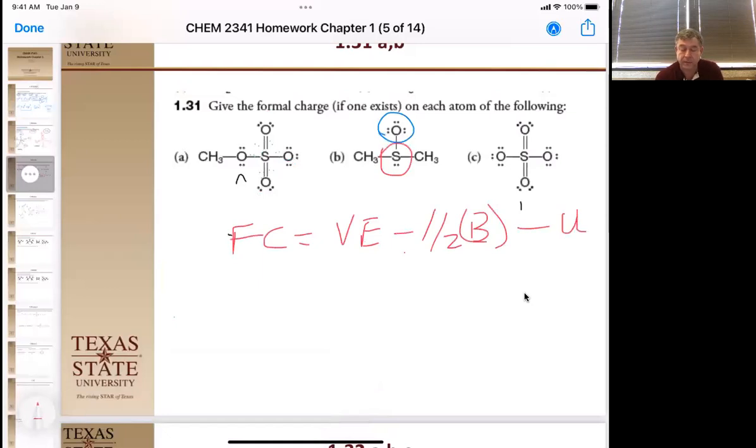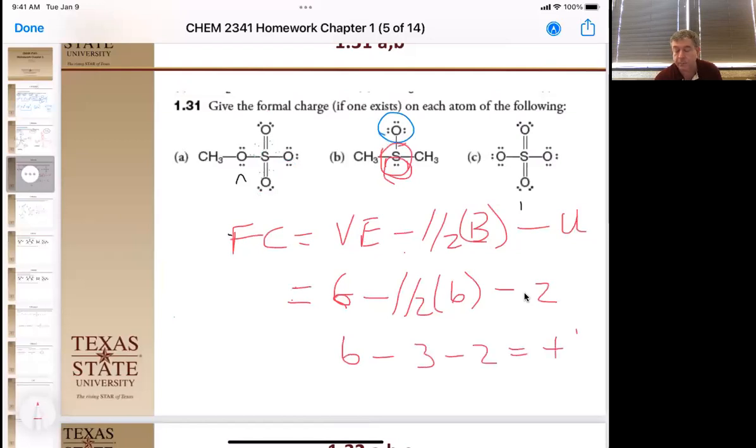So we have sulfur here in group 6A, so it should have 6 valence electrons minus 1/2 of, it has 3 bonds around it. So that's 6 electrons minus, oh, and it has a lone pair on it, minus 2. So that means we have 6 minus 1/2 of 6 is 3 minus 2, which gives us a net of plus 1. So the charge on sulfur here is plus 1.